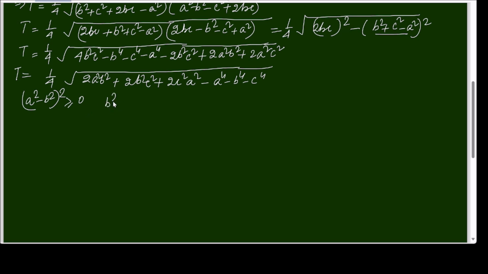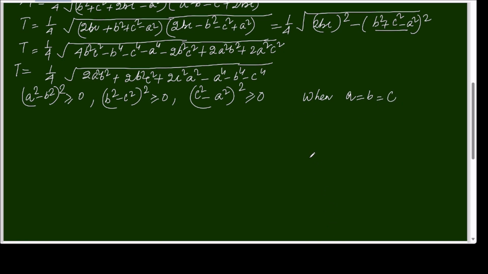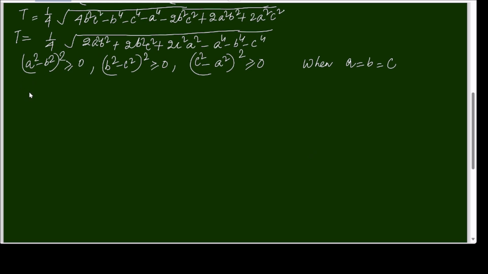b square minus c square, whole square, is greater than or equal to 0 since it is a square, and c square minus a square, whole square, is greater than or equal to 0. And when a is equal to b is equal to c, this expression is equal. Now I am taking help of this expression to prove the rest of the result.